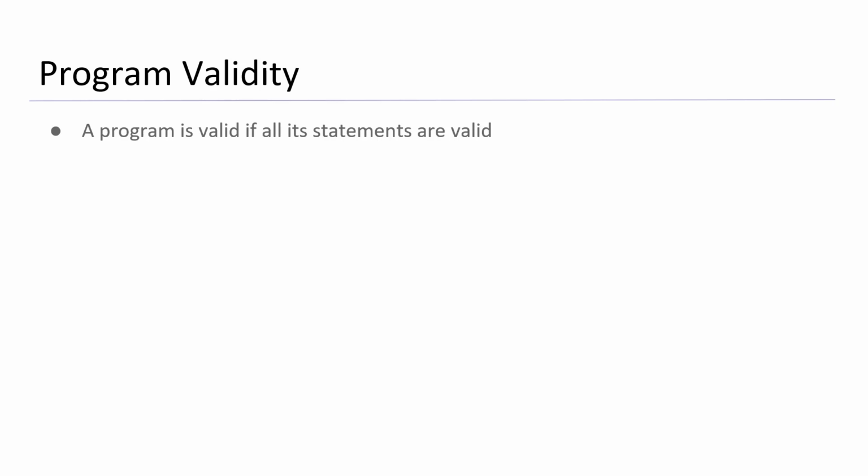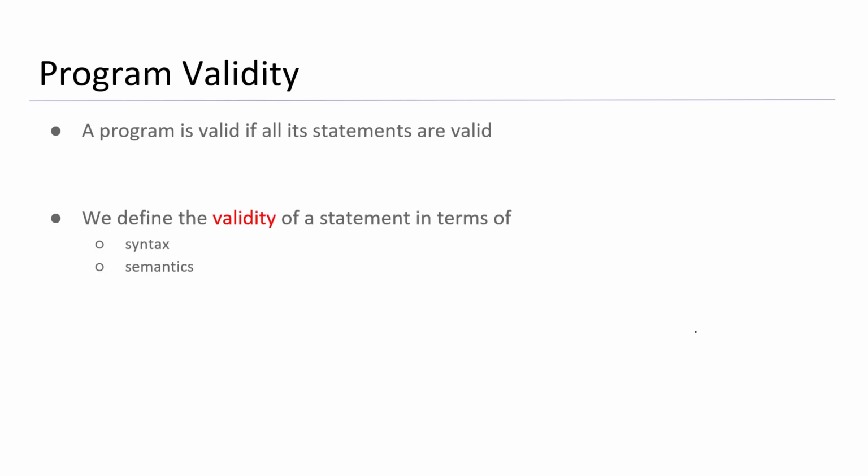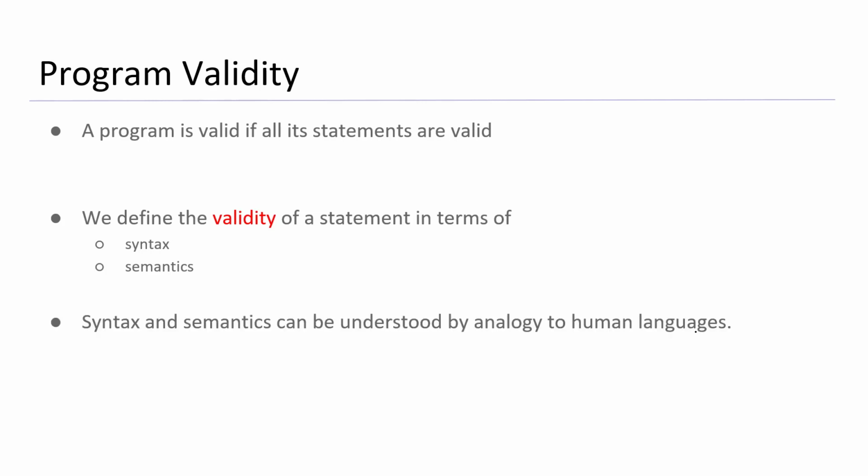We have already seen that a Python program consists of one or more statements. A Python program is considered to be valid if all the statements in it are valid. And we can define statement validity in terms of two things: syntax and semantics. We can understand these concepts in terms of analogy to human languages.